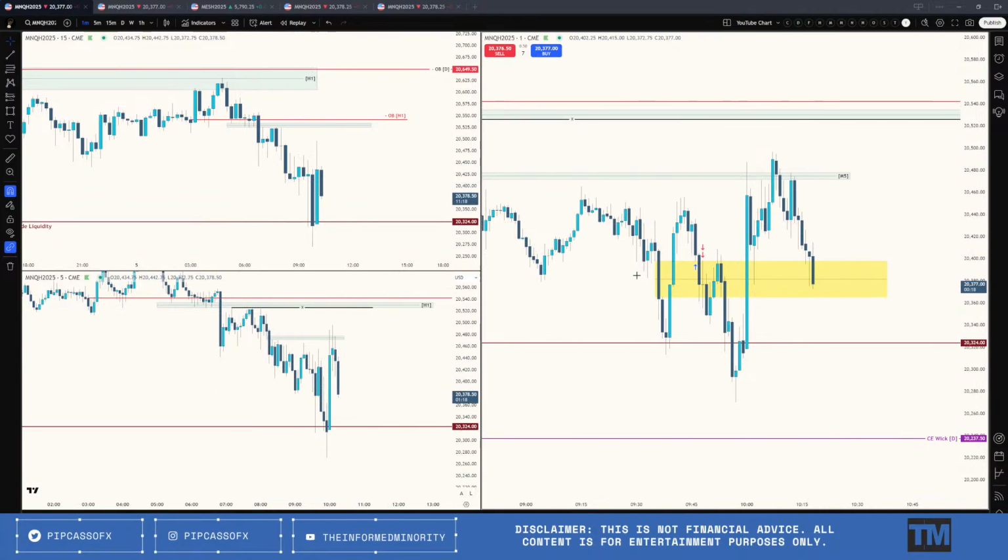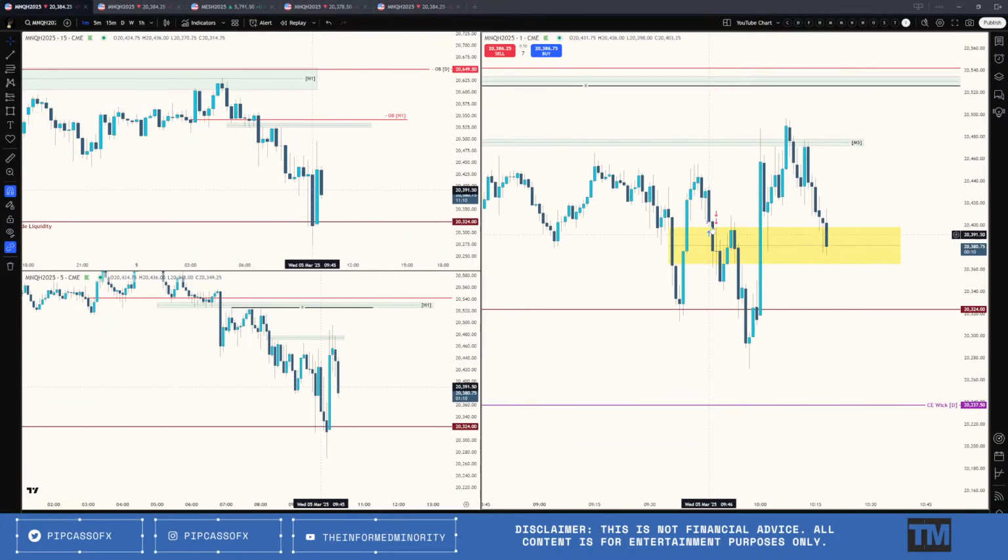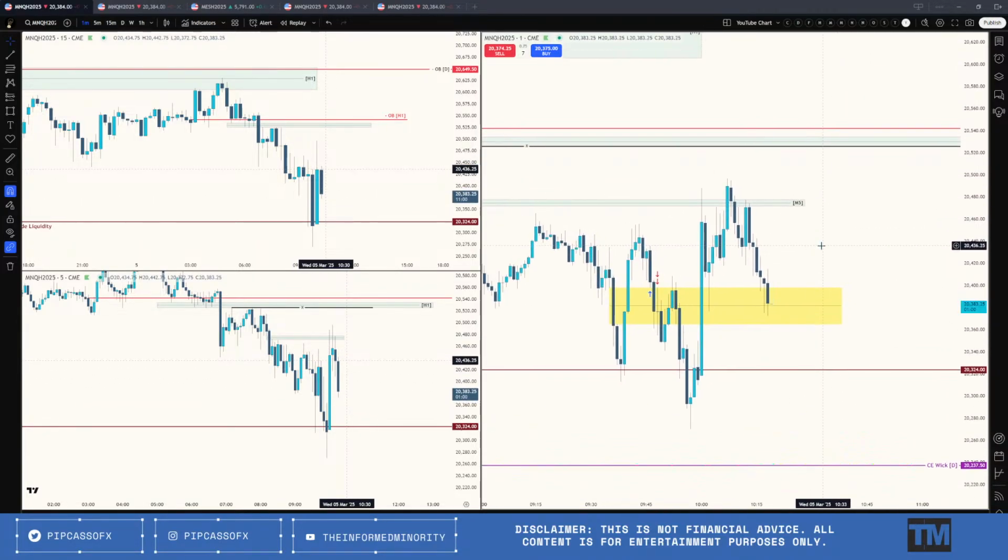Yeah, this is not indicative of higher prices. How shallow we're running above the high. How we had SMT again to the upside. Yeah, tough day.